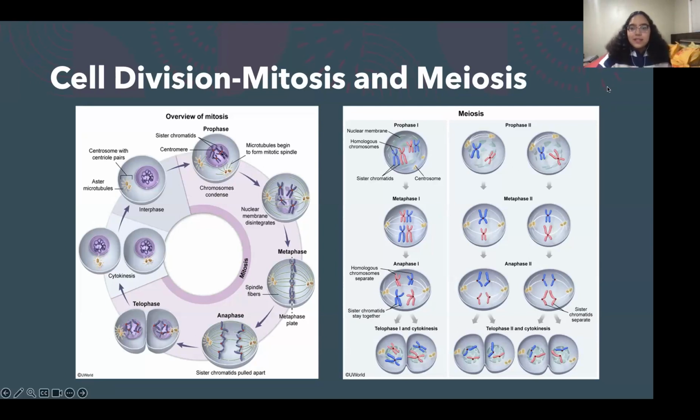Meiosis is similar, but there are 2 rounds of each of those steps, and there's crossing over so that you actually change up the DNA. So it's not identical daughter cells; you have 4 unique daughter cells, and that's for your gametes. For meiosis 1, as you can see, your homologous chromosomes separate in anaphase 1, and then meiosis 2 is where the sister chromatids separate. That's the main difference there.